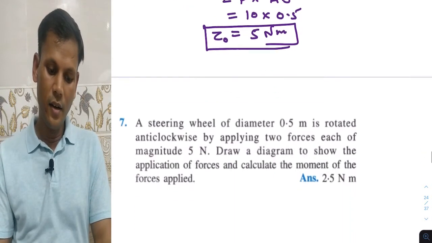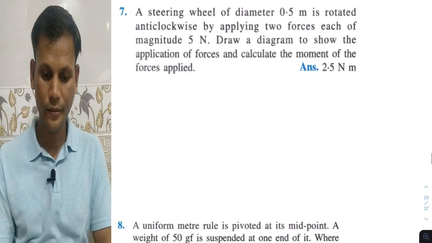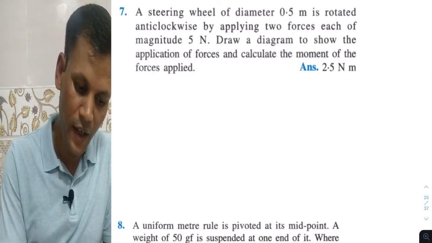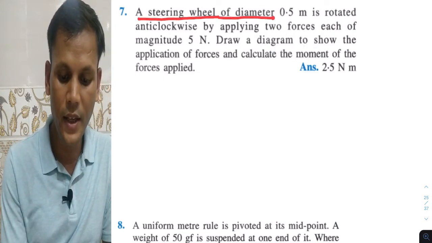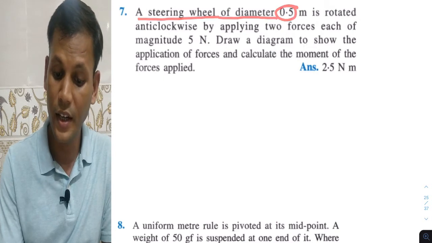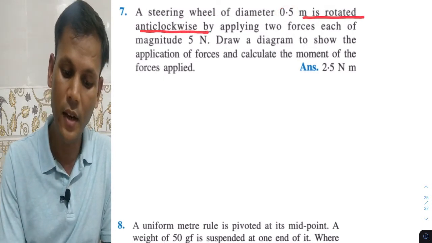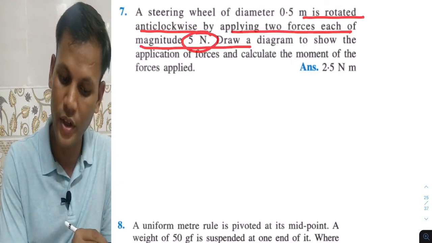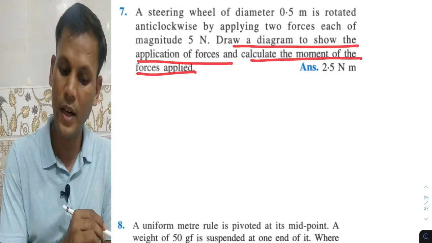Now we'll see the next question, question number 7. We can read the question: a steering wheel of diameter 0.5 meter is rotated anti-clockwise by applying two forces each of magnitude 5 Newton. Draw the diagram to show the application of forces and calculate the moment of force applied.